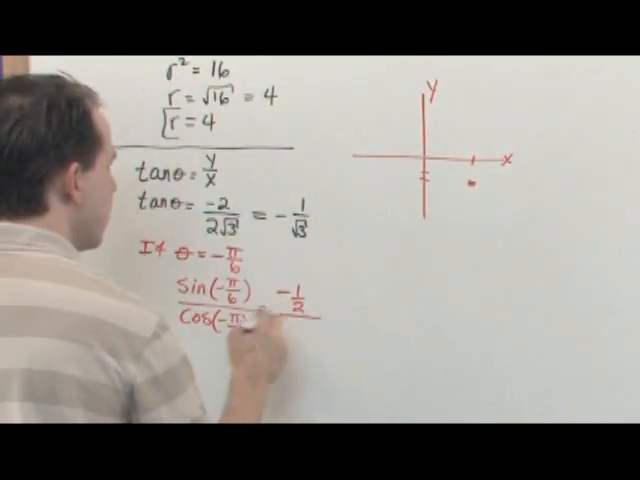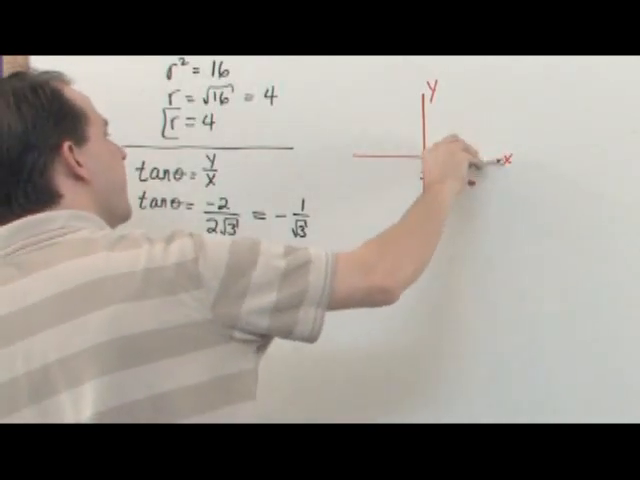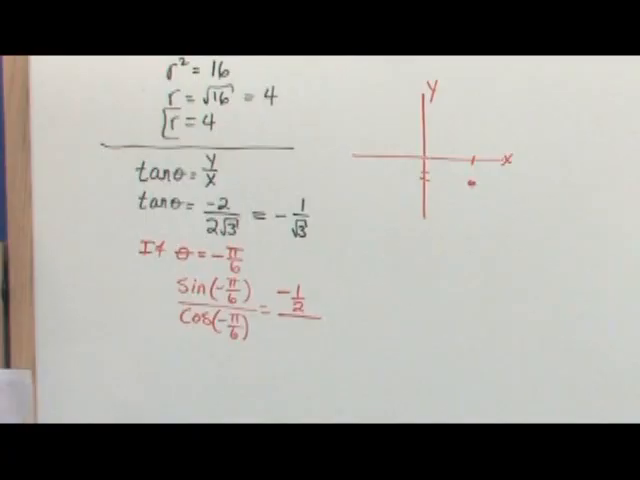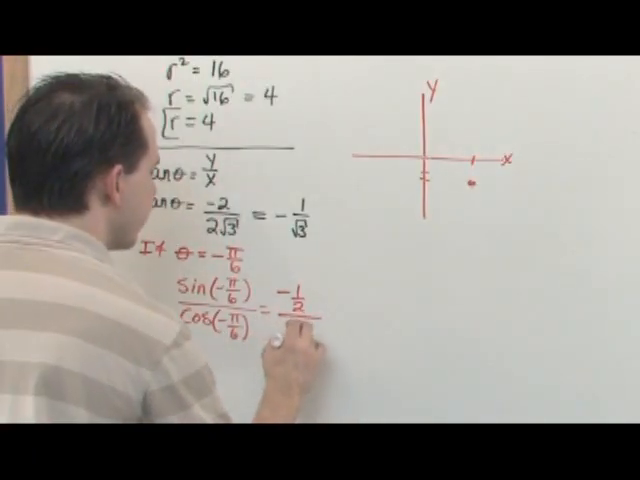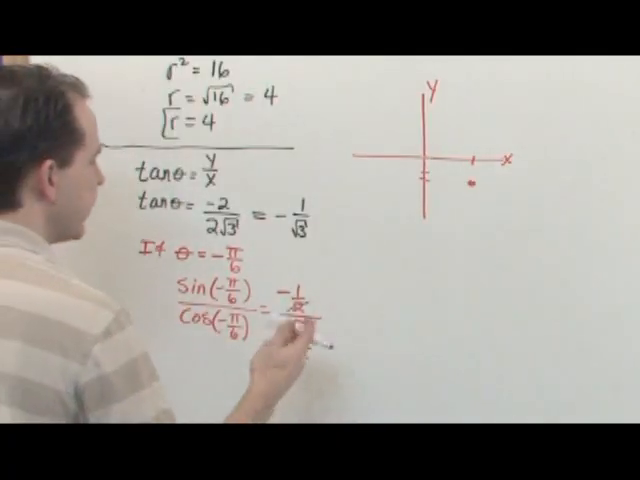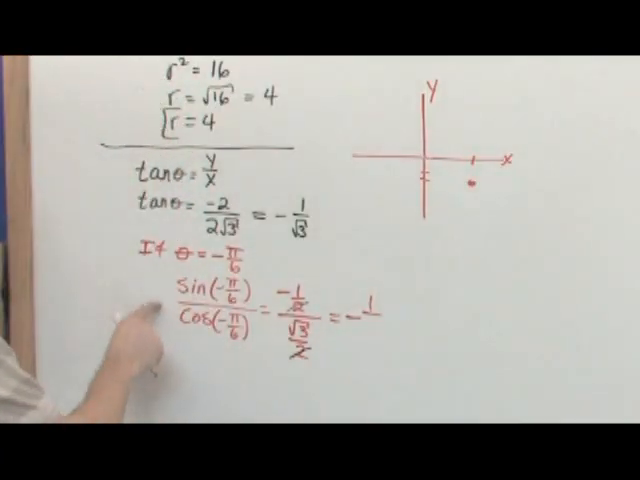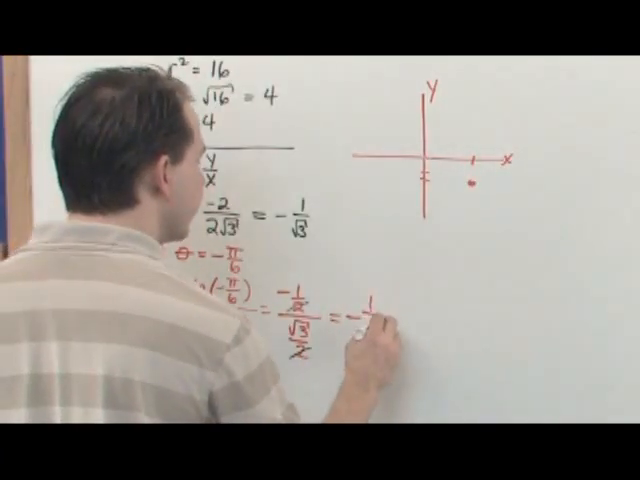And then on the bottom, cosine of the very same angle, cosine of negative pi over 6, is projecting on the positive x-axis, so it's going to be positive, and you should remember from your trig, it's square root of 3 over 2. Okay? Now, the 2's cancel with the 2's, right? So if this were the correct angle, what I would get by taking the tangent, sine over cosine, is negative 1 over square root of 3.